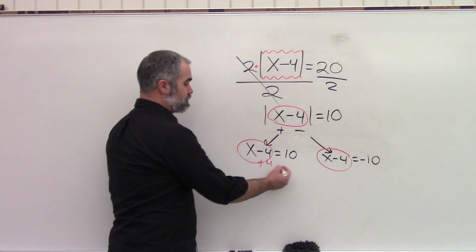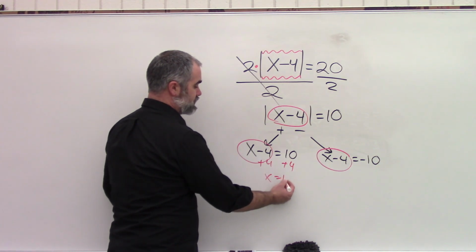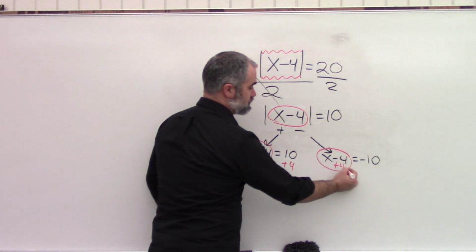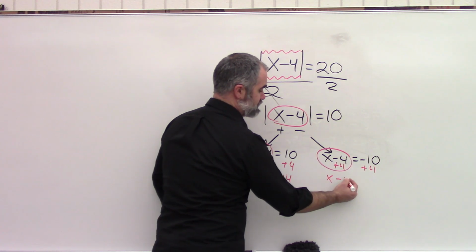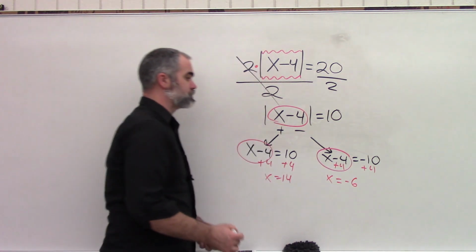So I add 4 to both sides here and I get x could have been 14 or x could have been negative 6. Those are my 2 possibilities.